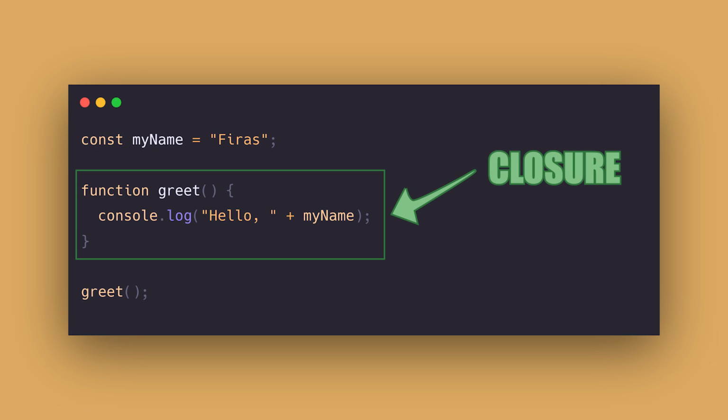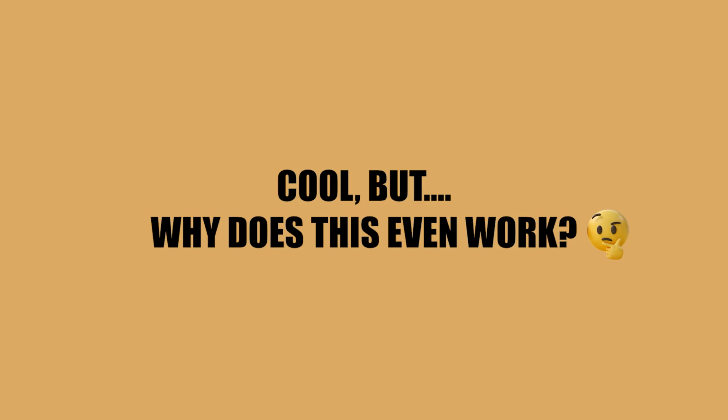This is what we call a closure. When a function uses a variable from outside its own scope. Cool, but why does this even work?